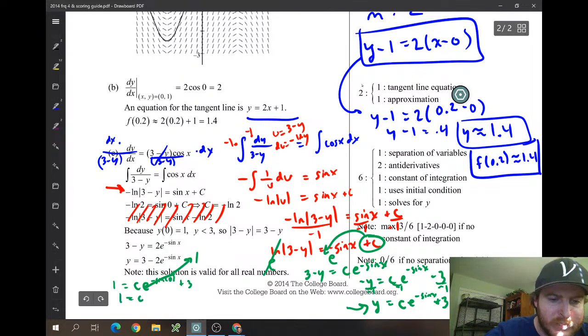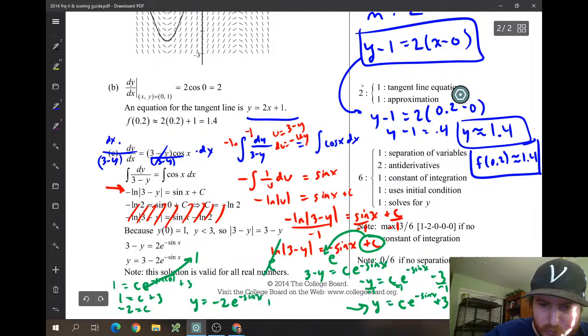So we get 1 equals c plus 3. Subtract 3, we get negative 2 equals c. So our answer is y equals negative 2 e to the negative sine of x plus 3. Now on their answer, they just moved the 3 to the front. You don't have to do that. There's your answer.